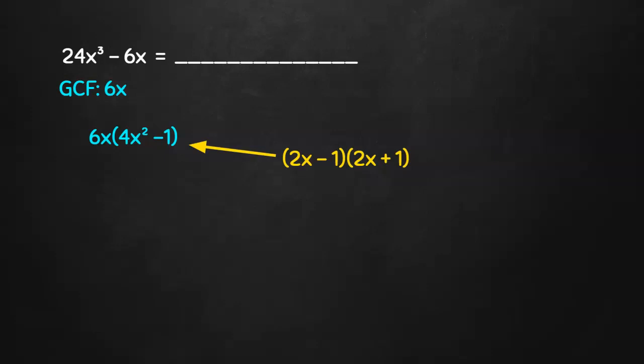So that 4x squared minus 1 is actually going to break down into 2x and 2x, and then 1 and 1. So remember, difference of squares, we're taking the square root of each term. And always remember that one of your parentheses has to be a minus and the other one has to be a plus. So as I write my final answer, I can't forget to write my GCF in front, and then I have 2x minus 1 and 2x plus 1.